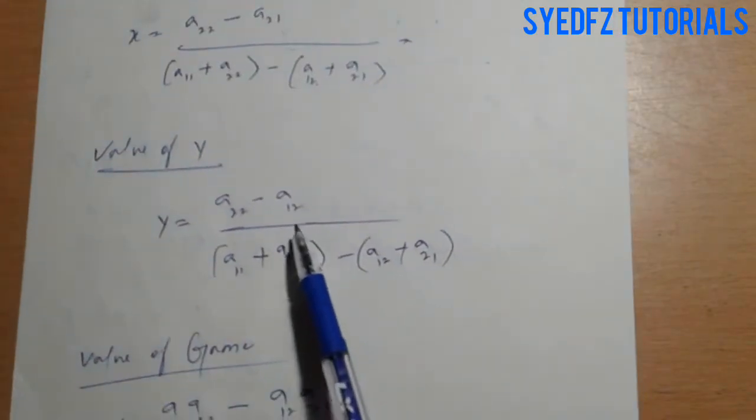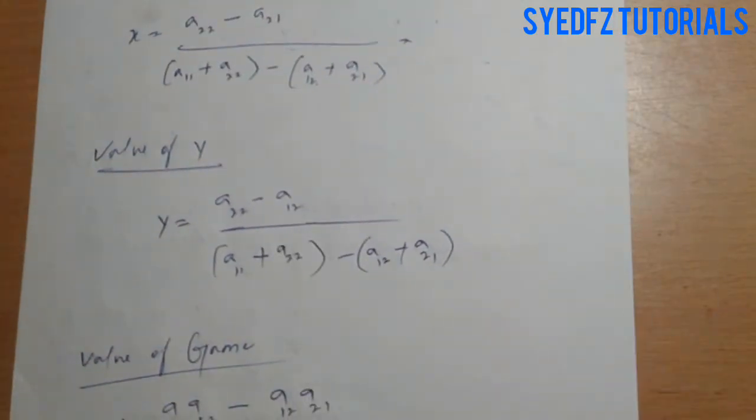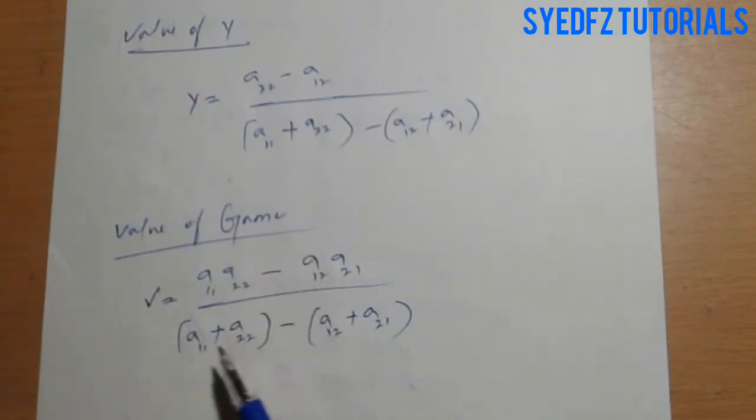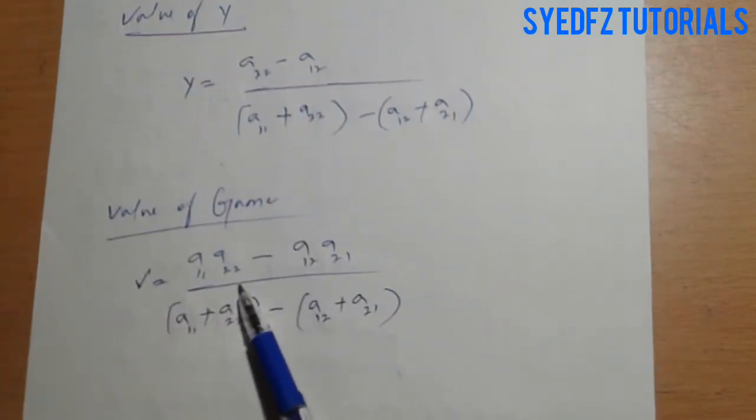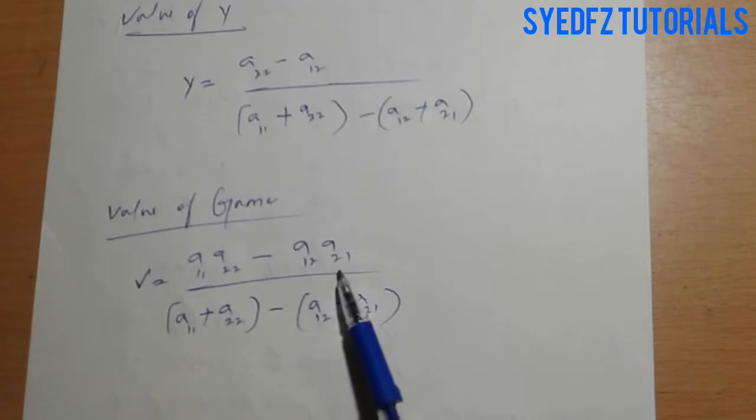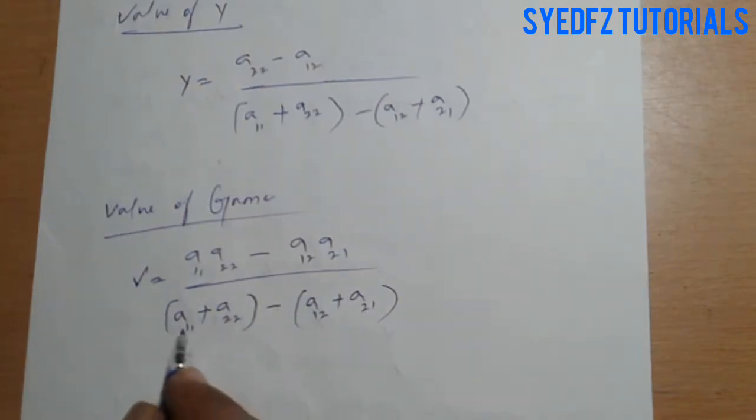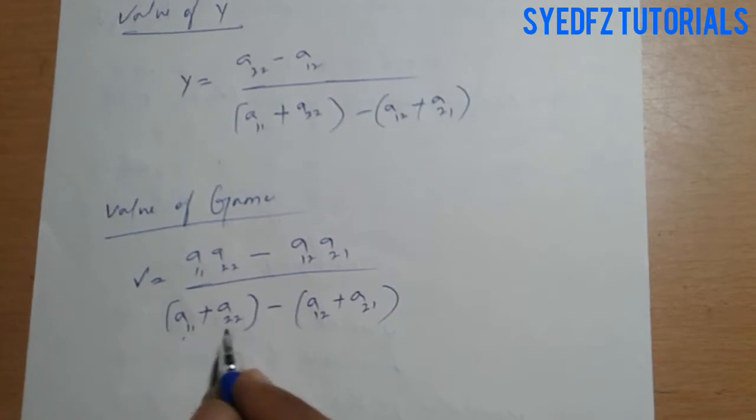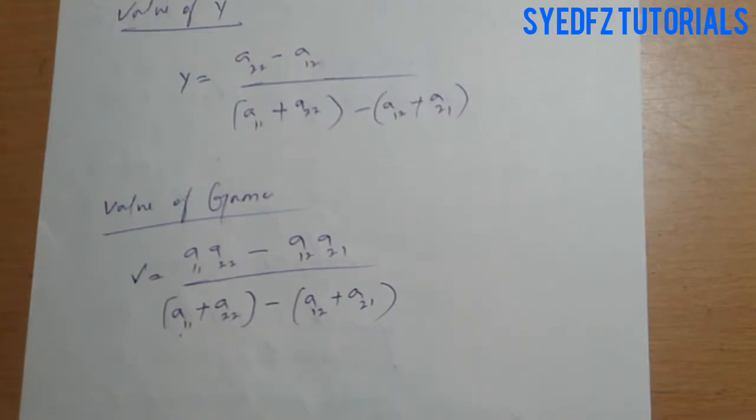The subscript 12 means the first value and second value. For the value of the game, a11 times a22 minus a12 times a21, divided by a11 plus a22 minus a12 plus a21. This is the value of the game formula.